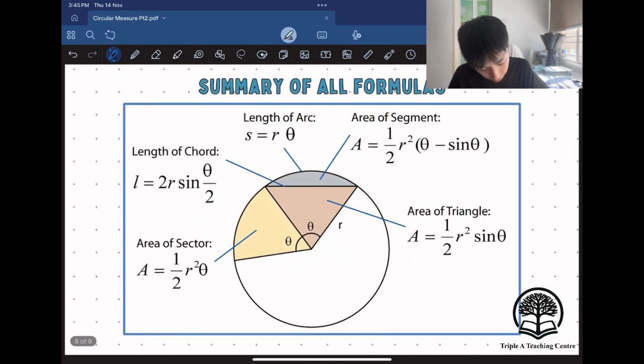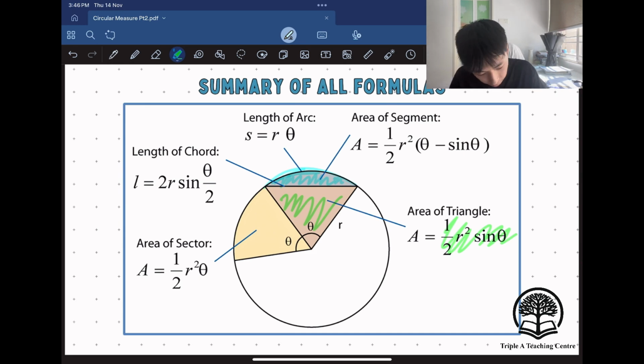Alright, here I have a summary of all the formulas we've learned. Firstly, we will start off with the length of arc over here. Our arc is right over here, this part. To find the length of arc, we just take r times theta, and to find the area of segment over here, we take 1 over 2 r squared times theta minus sine theta. And to find the area of triangle, we take 1 over 2 r squared sine theta.